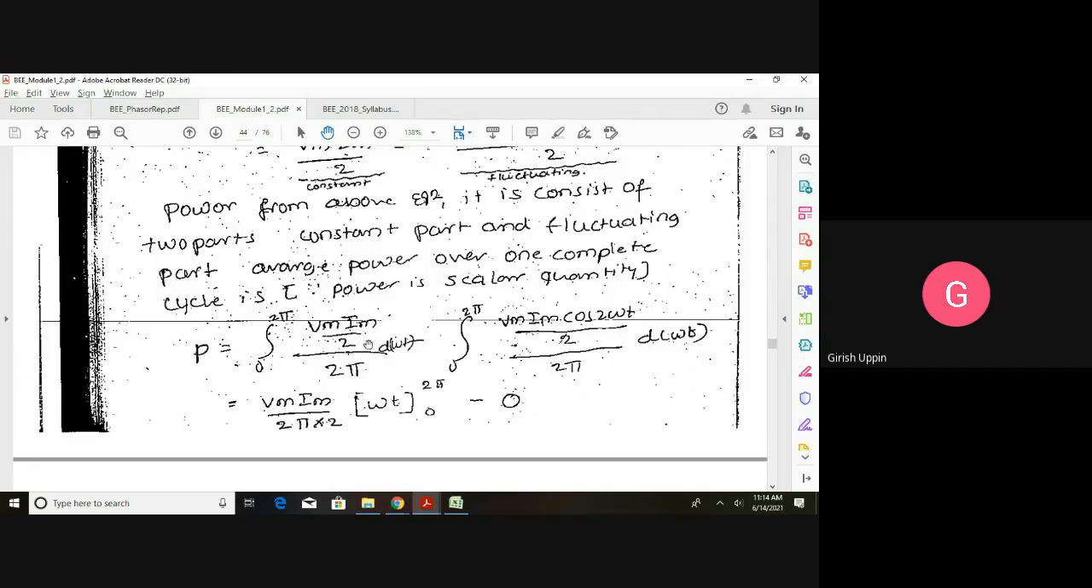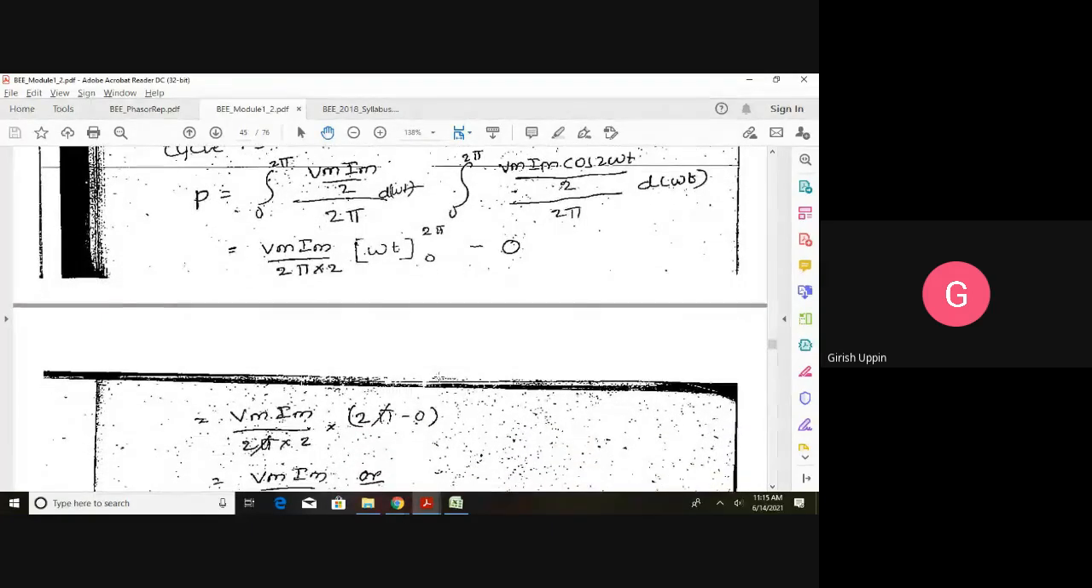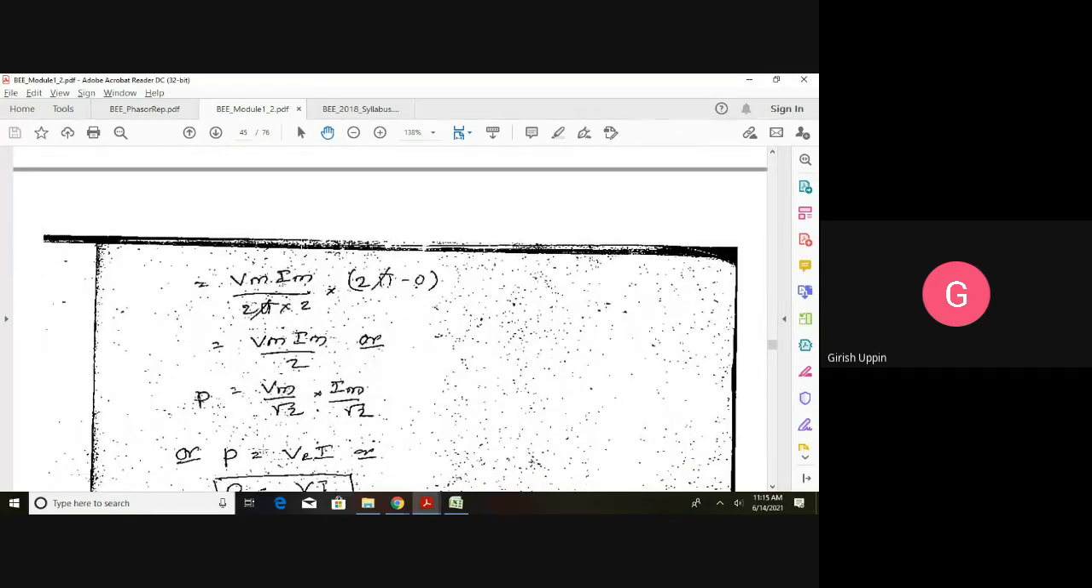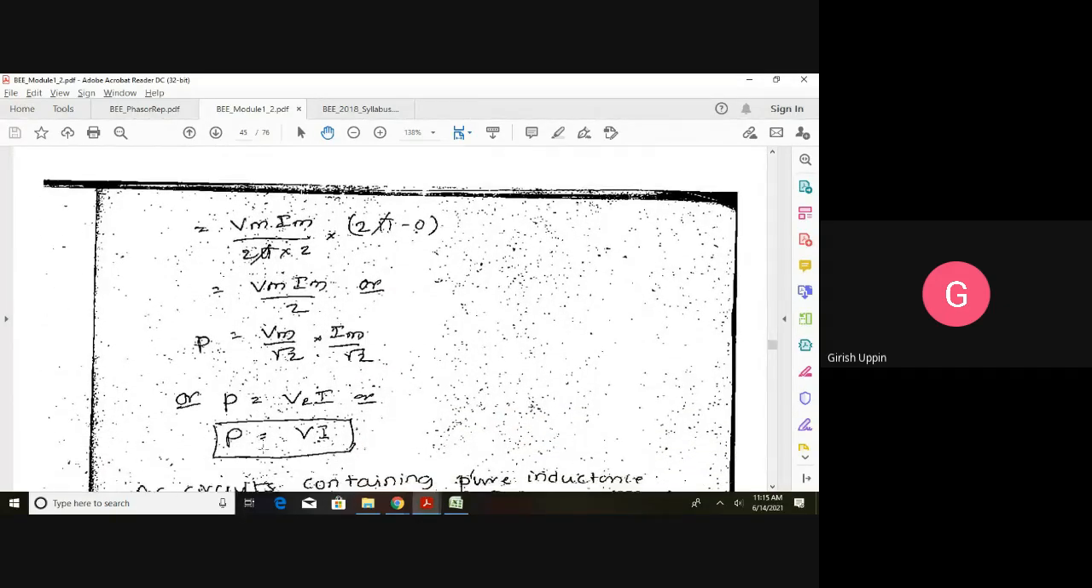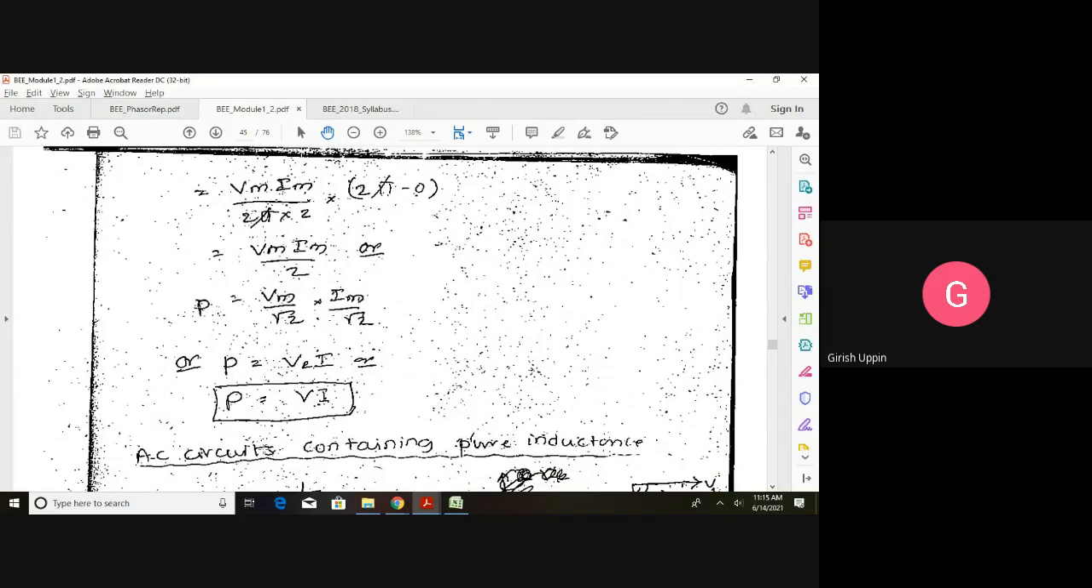And so it is basically the integration of 1 d omega t, with omega t from 0 to 2 pi. So P is equal to Vm Im divided by 2 pi into 2. What we are left with is 2 pi minus 0, so 2 pi will get cancelled. What remains is Vm Im by 2. So what is the power consumed in a pure resistive circuit? The power consumed in the pure resistive circuit is Vm into Im divided by 2.